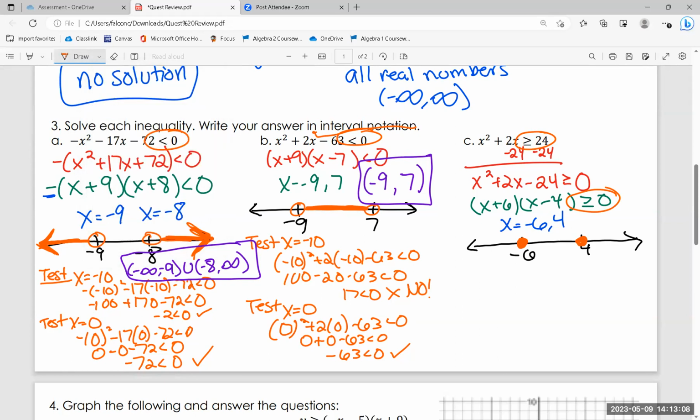All right, so we want to test. I'm going to start left to right. So I'm going to test less than -6. I'm going to just do -10 because I've been doing that. You could do -7, you could do -8, doesn't matter. Just something less than -6.